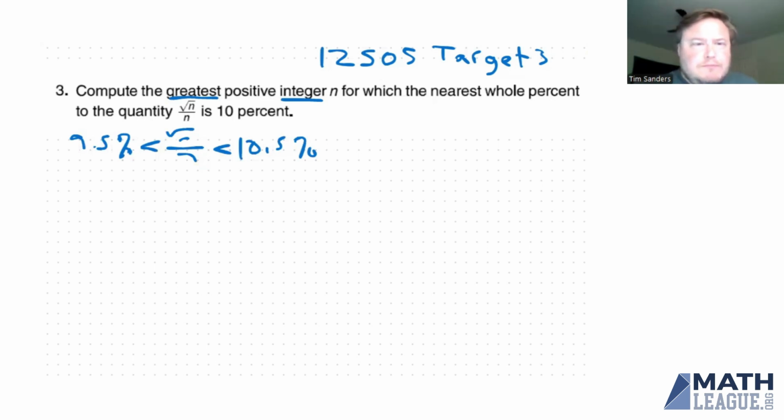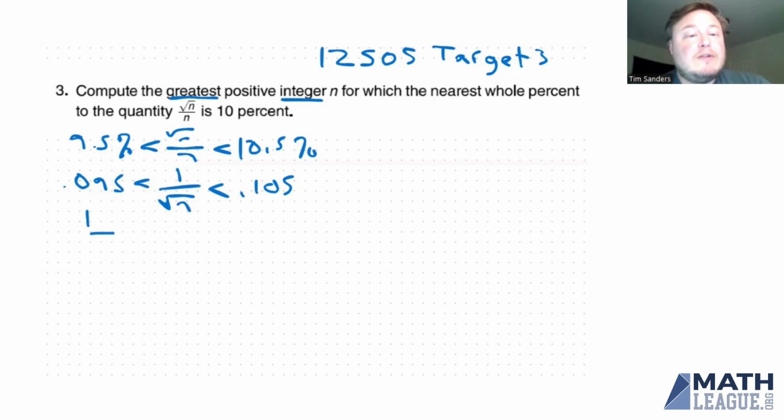Okay, so first thing I want to do is simplify the information here a little bit. 9.5%. Remember, percent means divide by 100. So it's 9.5 divided by 100, or 0.095. And then I'm going to rewrite root n over n as 1 divided by root n. And then 10.5%, that's 10.5 divided by 100. In other words, it's 0.105.